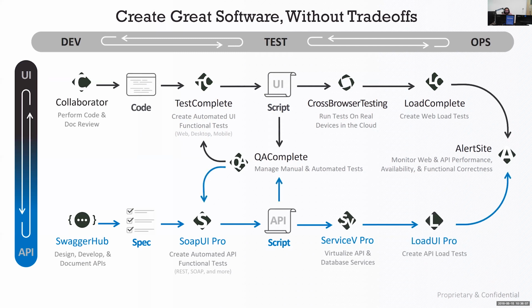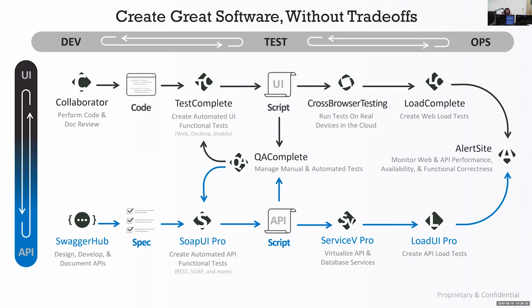cycle of software development that we as a company cover with our software profile. If you look at the vertical axis, you can see it goes from dev, test to ops. So we have players in each of those spaces. And then horizontally, it goes from UI to API, and vertically it's dev, test, and ops.